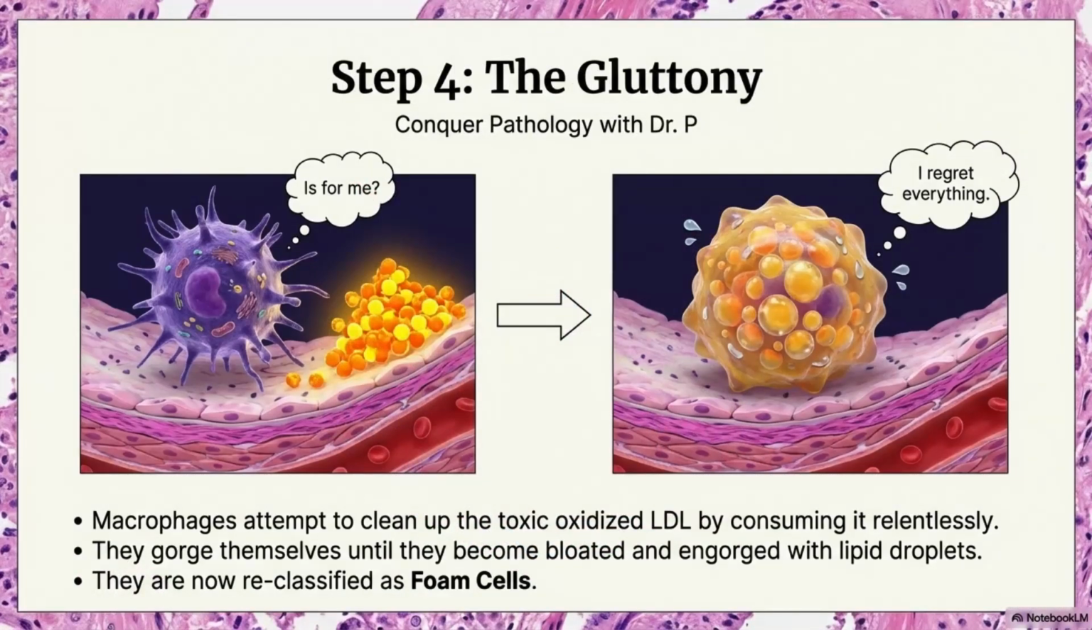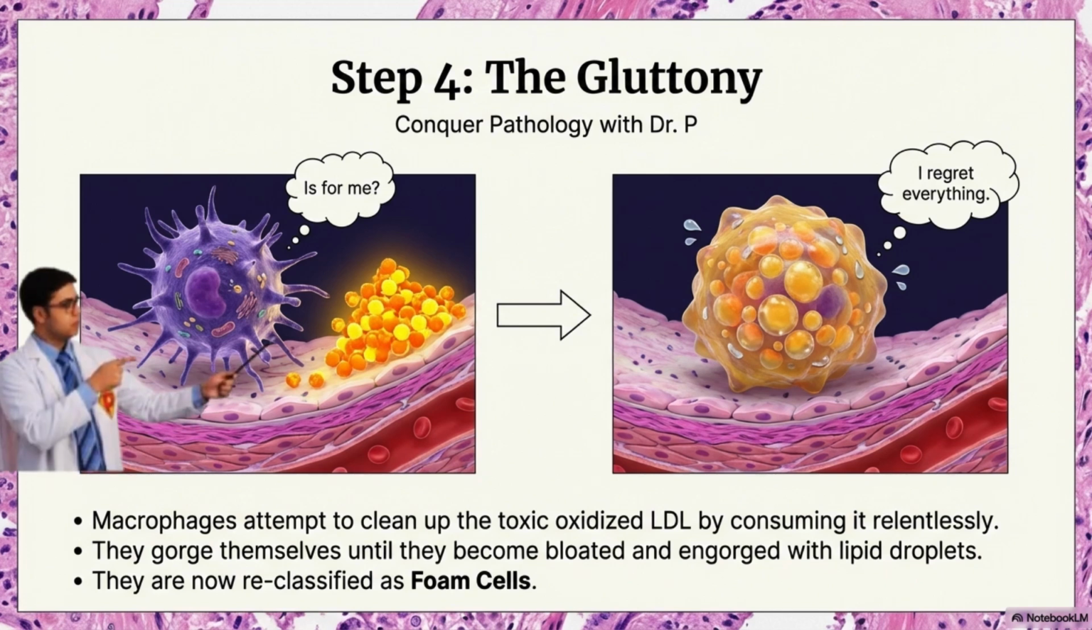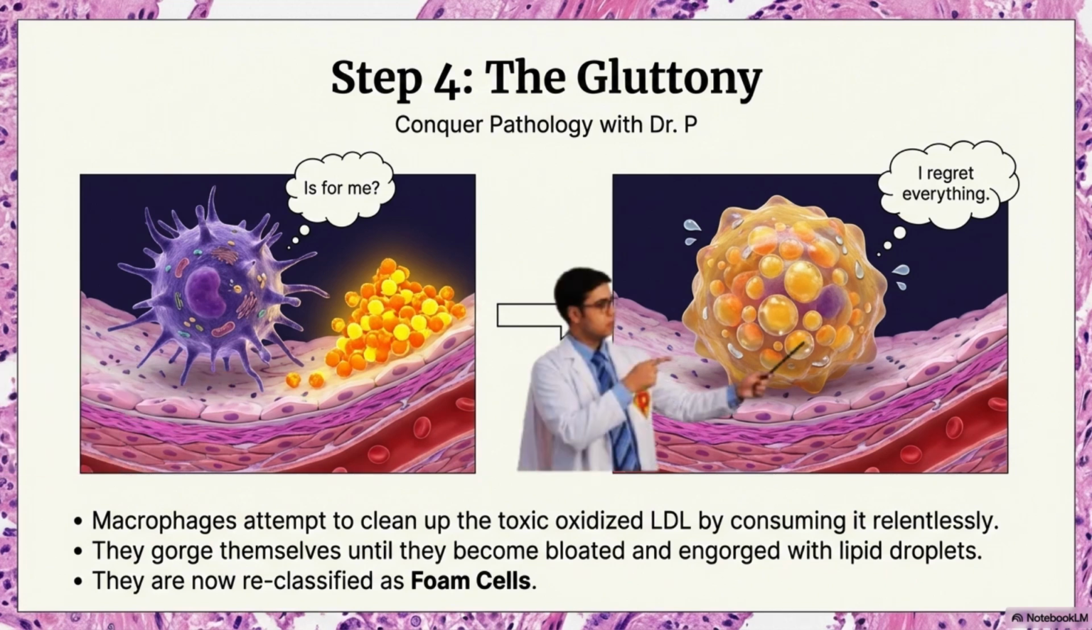That brings us to step 4, the gluttony. Macrophages attempt to clean up the toxic oxidized LDL by consuming it relentlessly. They gorge themselves until they become bloated and engorged with lipid droplets. At this point, they are reclassified as foam cells. Just like the meme on the slide says, first the macrophage asks, "Is for me?" And after gorging into foam cells, it says, "I regret everything."